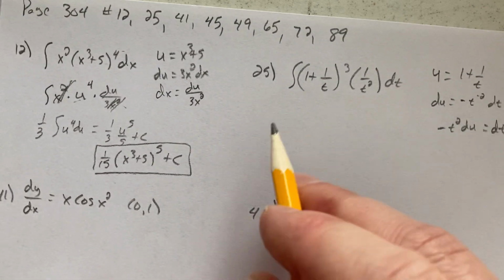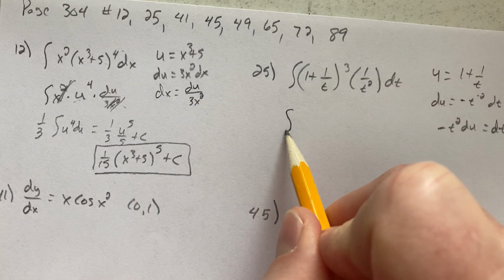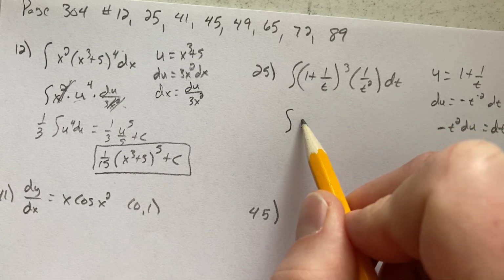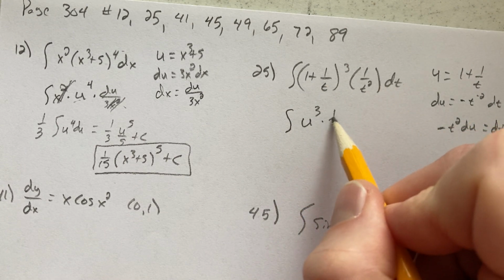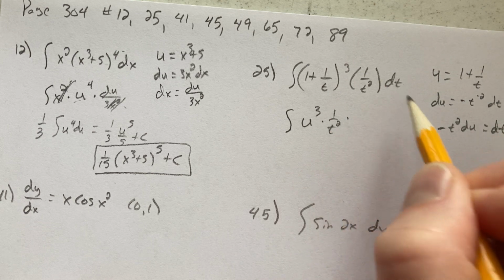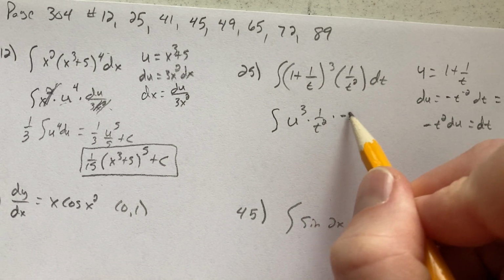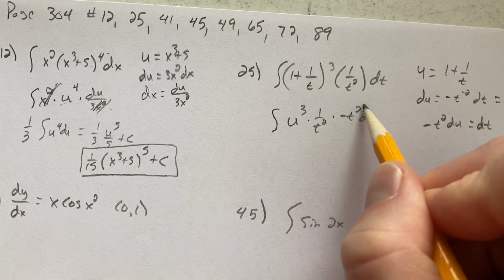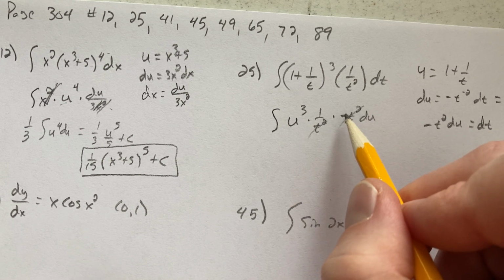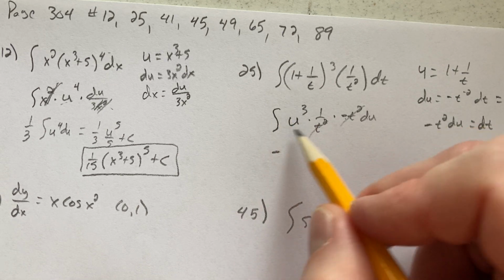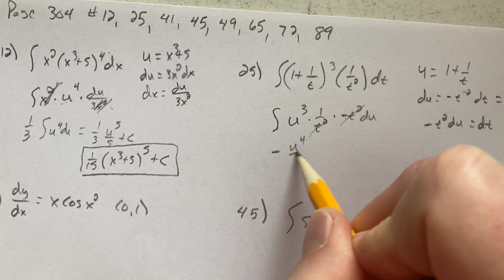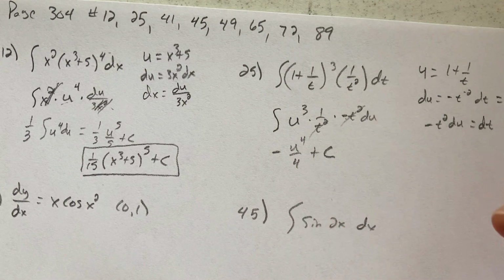in terms of then seeing what happens. So now I come back over here. I have the integral of 1 plus 1 over t, that's u cubed, times 1 over t squared times dt, which is negative t squared du. T squareds cancel. I've got a negative, which can come up front. I'm integrating u cubed. That's going to go to u to the 4th over 4, and then plus c.